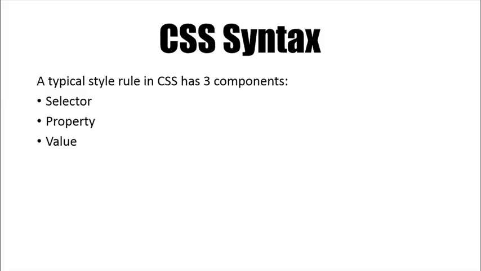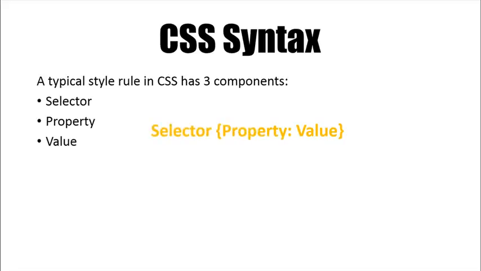So a typical style rule in CSS has three components, a selector, a property, and a value. The selector is the HTML element on which you want the style rule to be applied. The property is a valid property that the element can have, and a value is a valid value for the property, right? So I'm going to make more sense through an example.